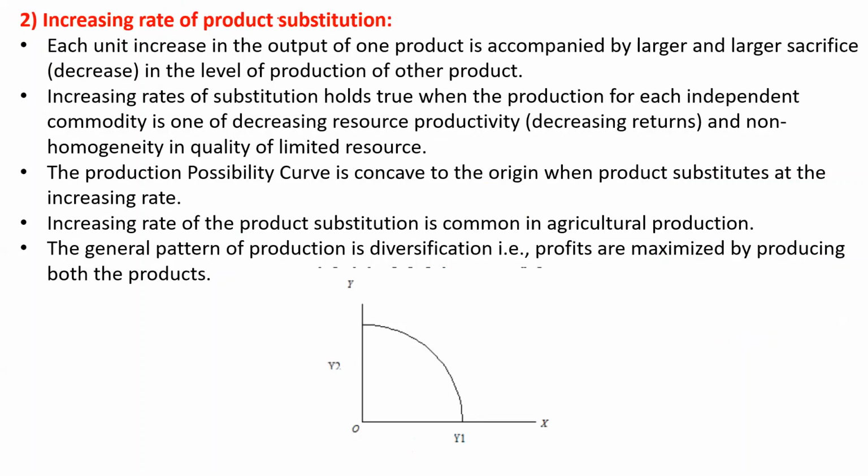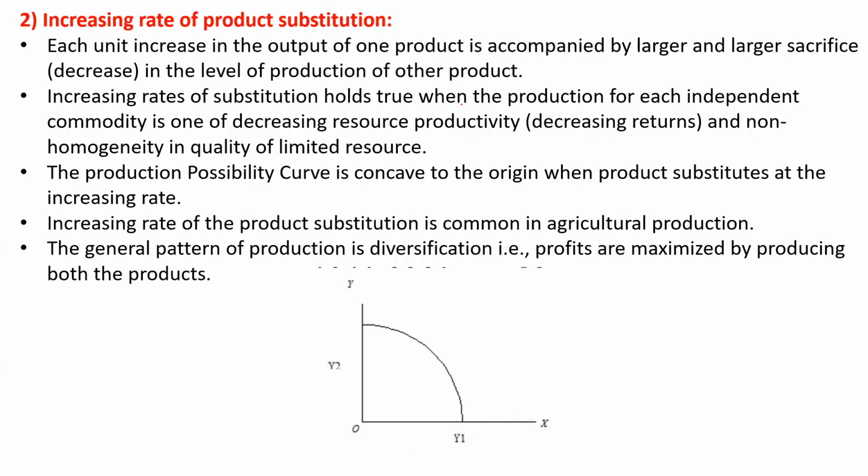Next, we have the increasing rate of product substitution. Each unit increase in output of one product is accompanied by larger and larger sacrifice in the level of production of the other product. एक प्रोडक्ट का आउटपुट इंक्रीज करने के लिए हम दूसरे प्रोडक्ट का आउटपुट डिक्रीज करते जाते हैं. लार्जर एंड लार्जर हम सेक्रीफाइस करते हैं तो उसे हम इंक्रीजिंग रेट ऑफ प्रोडक्ट सब्स्टिट्यूशन कहते हैं.